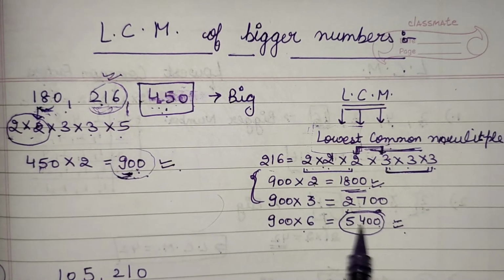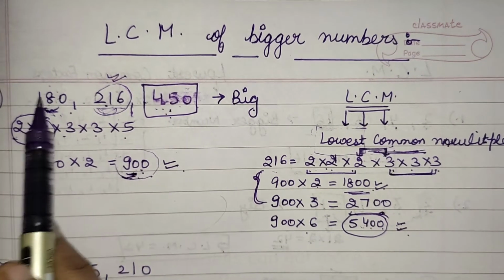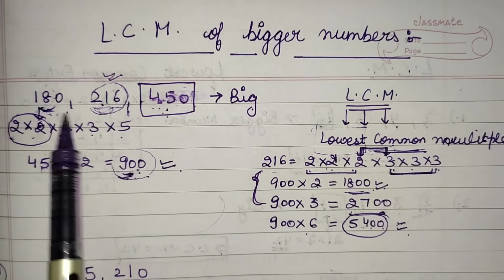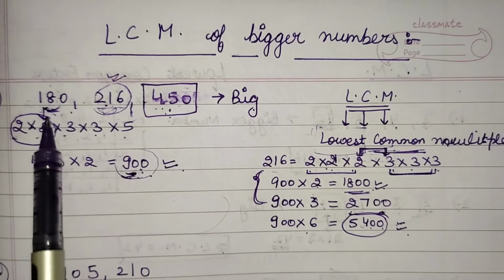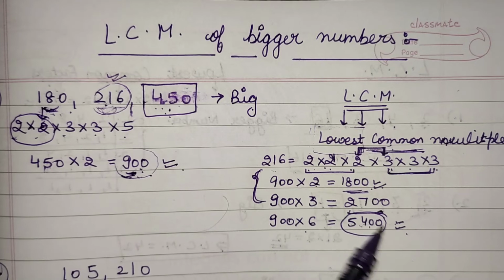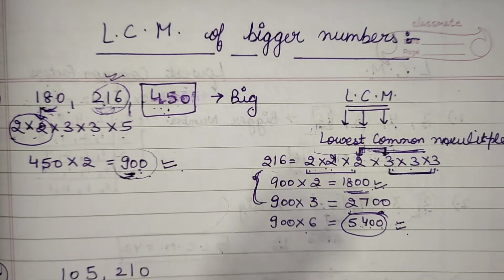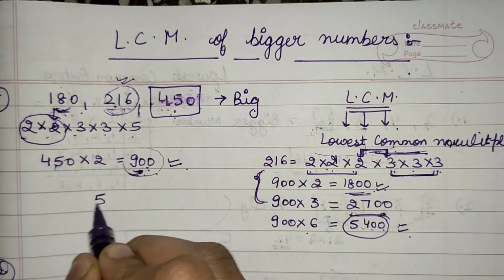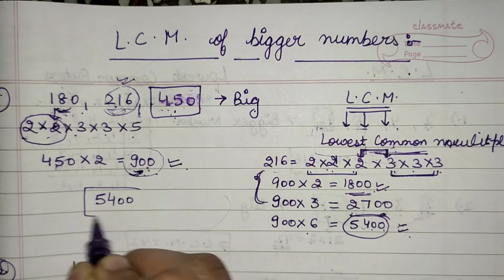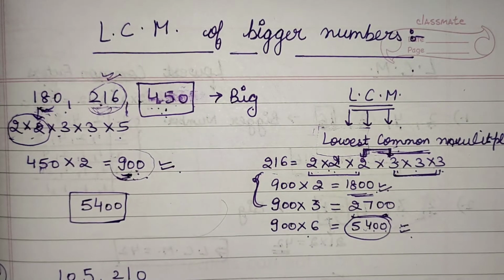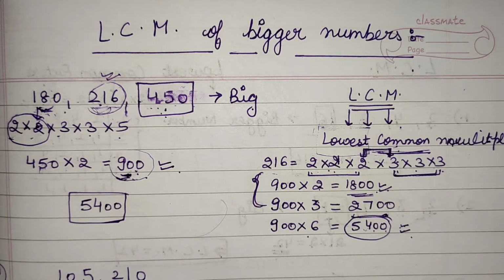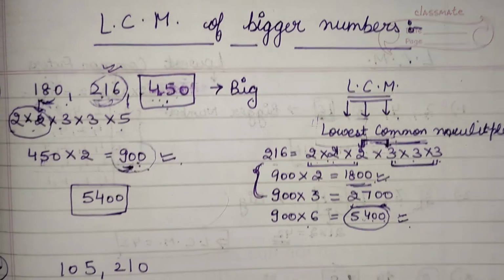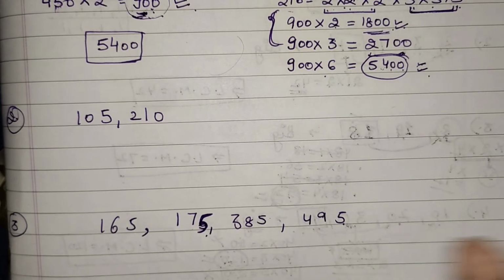So next you will check it with every number again, to verify whether your result is fine or not. So 5400 is divisible by 180. Yes. Then 5400 is divisible by 216. Yes. 5400 is divisible by 450. Yes. So the LCM is going to be 5400. Okay, so with practice you will be able to do these types of questions very fast by using this technique. Okay, moving to the next, second question.